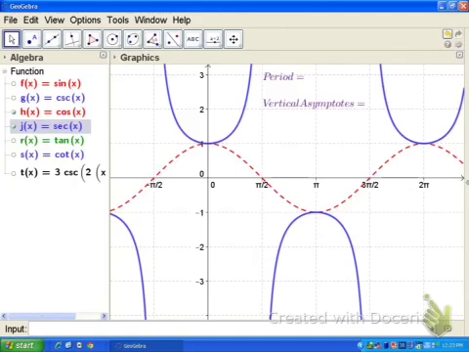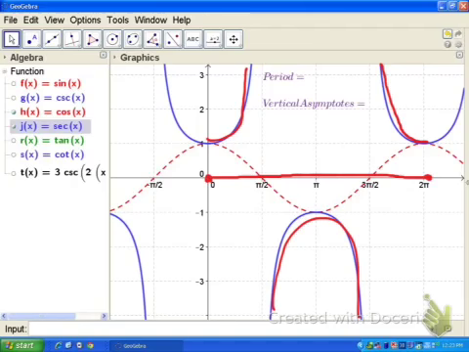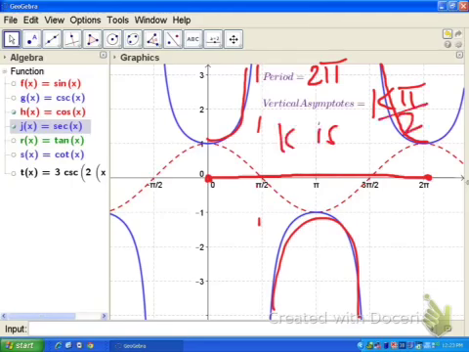Secant, and the period of secant again is one complete cycle, and you can see that one cycle does continue all the way to 2 pi from back where I start up again. And now I would start over. So my period is 2 pi. And where does it look like those vertical asymptotes come into play? Well, again, they look like they're happening at all of those k pi over 2's. So our vertical asymptote is at every k pi over 2, where k is an odd integer.